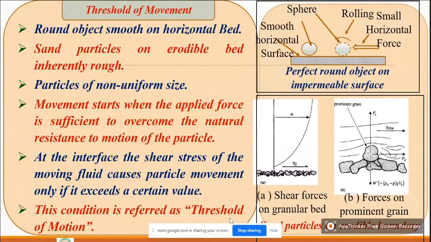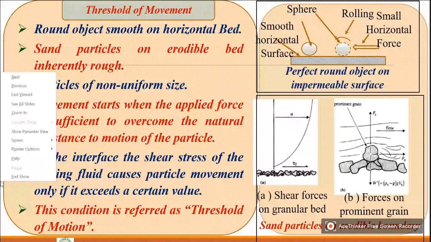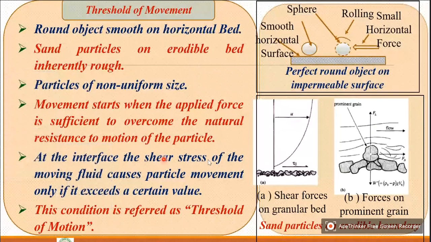So when you consider a natural bed, it means it is an erodible bed. And the particles are not perfectly round, they are granular. So if you consider such a case, see this is the bed and these are the particles, and this figure is enlarged and shown here. So these are the particles.